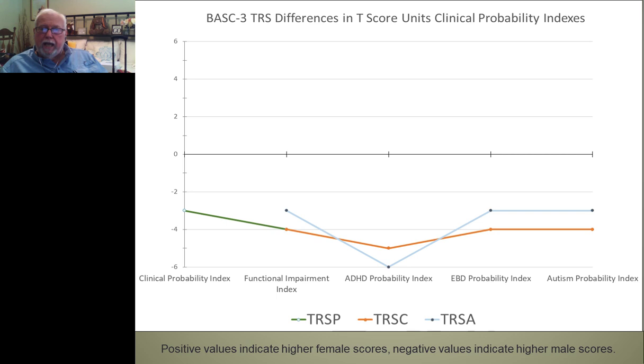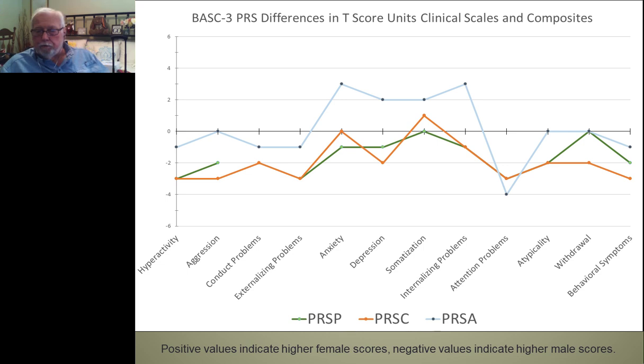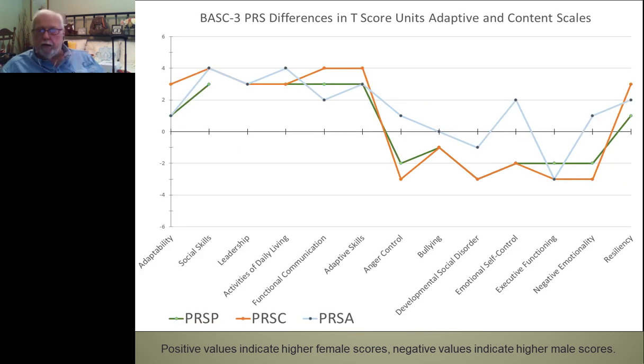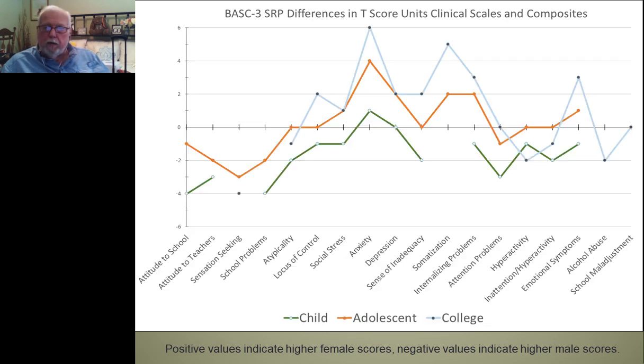If we look at the actuarial clinical probability indexes, we see that across the board, boys are likely to have clinical problems, to be functionally impaired, far more likely to have ADHD, to be emotionally disturbed in general, and more likely to be on the autism spectrum. We see a very similar pattern with parent ratings and teacher ratings. So you can look at these specifically later.